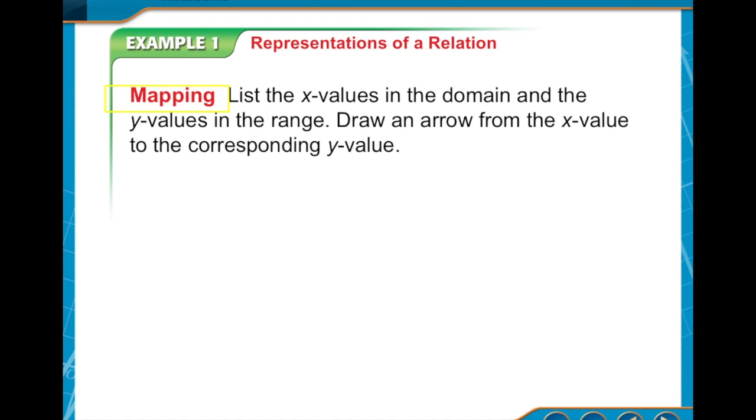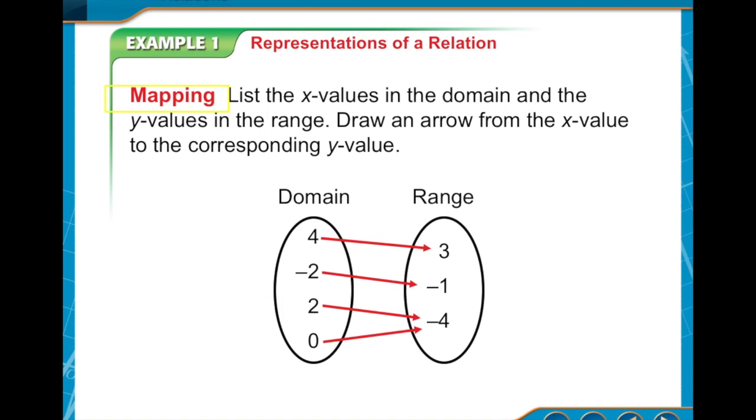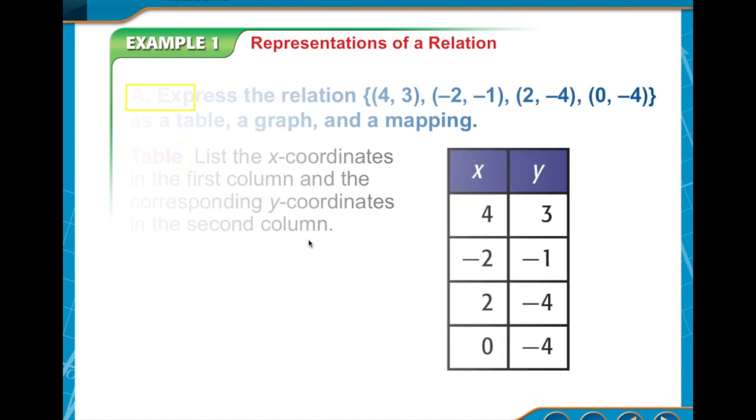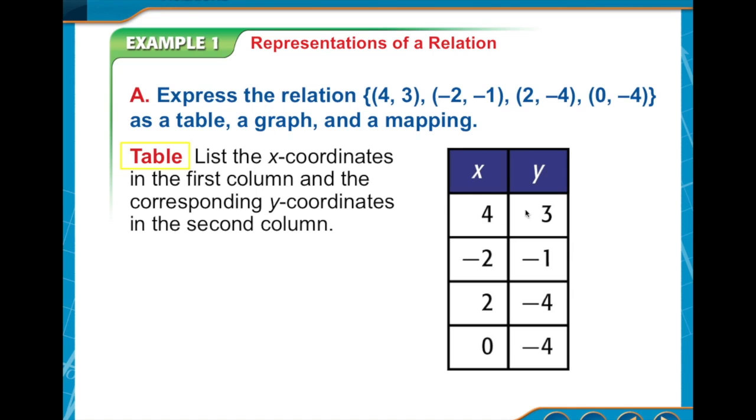For a mapping, it's just a circle for your domain. Those are your x values. So, domain is x, range is y. You plot all the x's, all the y's, then you draw an arrow to the ones that go together. So if we go back, we saw here when x was 4, y was 3.